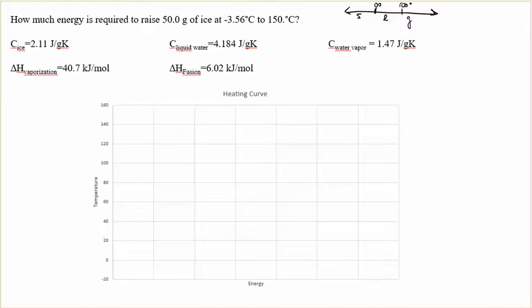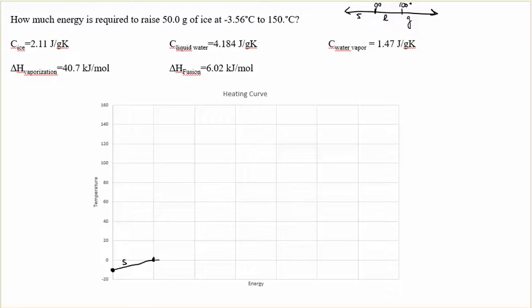So we're going to start here. We're going to develop a heating curve. So we're going to start at our negative 3.56 degrees Celsius, and that is when water is a solid. We're going to raise the temperature. We're going to add in energy, okay? So we're adding in a quantity of energy. That's going to raise the temperature until we get to the freezing point, the melting point, that's the same thing, of water, which is 0 degrees. So this is solid. It's a ramp.